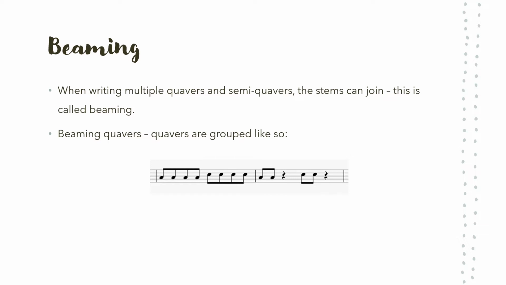Beaming. When writing multiple quavers and semiquavers, the stems can join, and this is called beaming. And again, this is so it's easier to read rather than having lots and lots of flags everywhere and individual notes. You can just beam them together and it's nice and neat. So if you were going to group quavers, you would group them like this. This is a group of 4 quavers, and as you can see, it's one flag going across the whole thing.